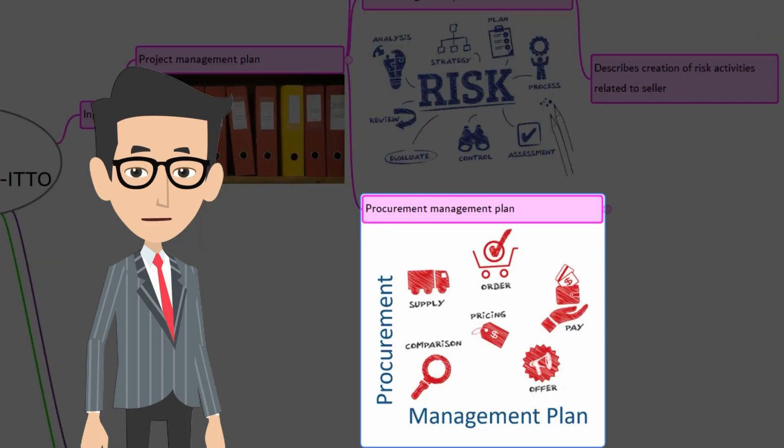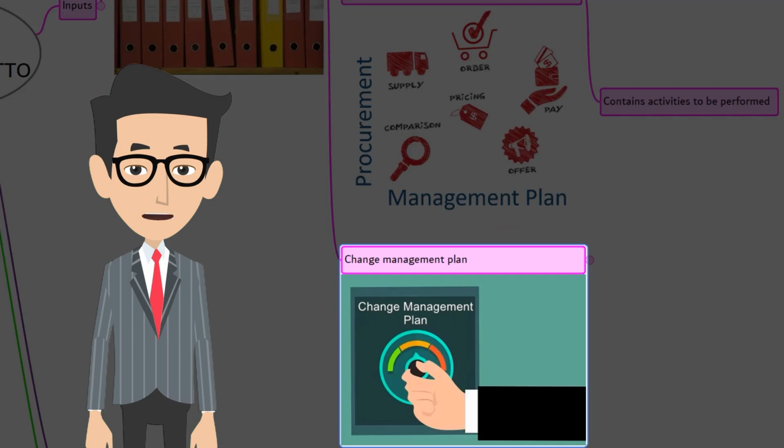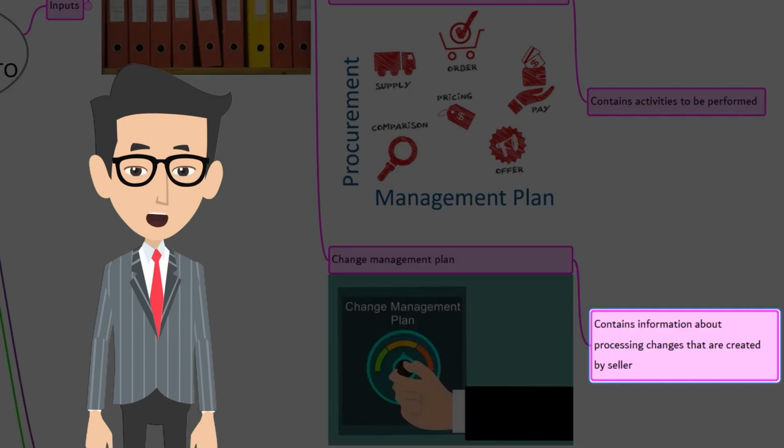Procurement management plan. The procurement management plan contains the activities to be performed during the control procurement process. The next one is the change management plan. The change management plan contains information on how the seller-created changes will be processed.